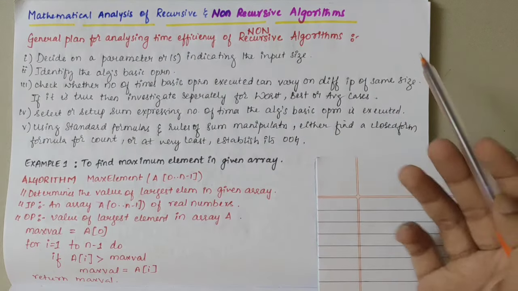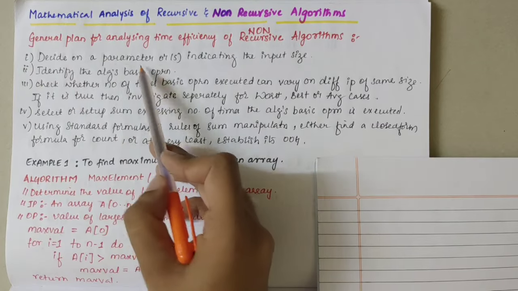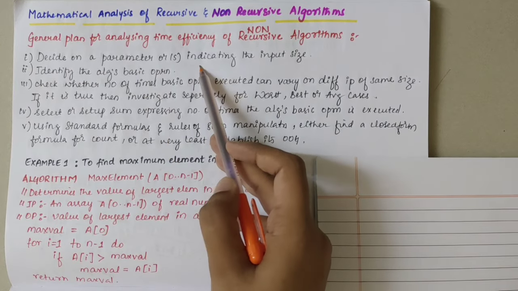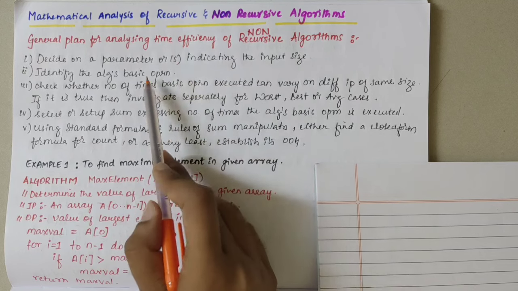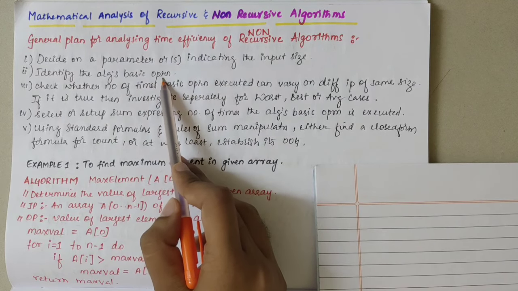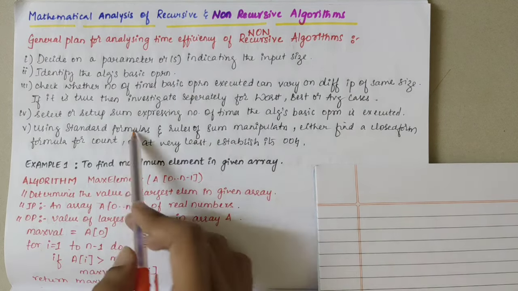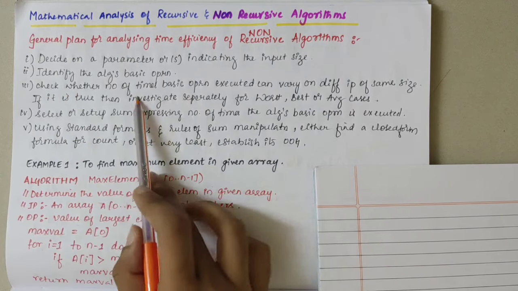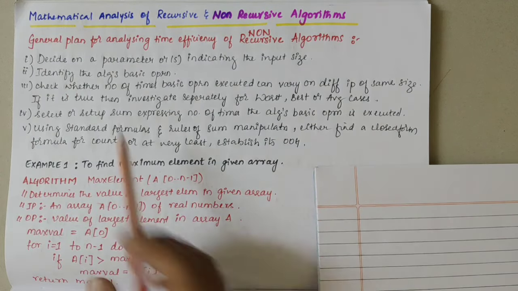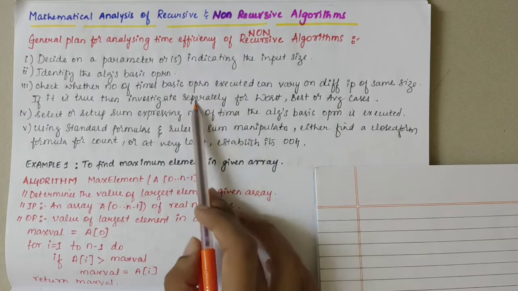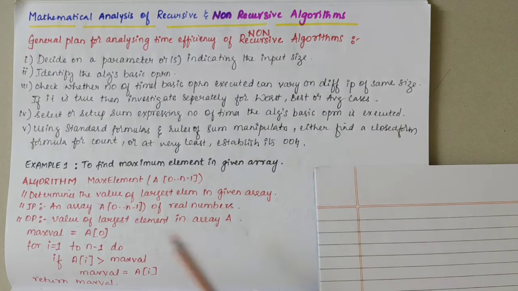any non-recursive algorithm. The first step is to decide on the parameter or a set of parameters which indicate the input size. After the parameters are decided, we identify the basic operation which is being repeated in the algorithm. Then we check whether the number of times the basic operation is executed can vary on different inputs of the same size. If it does, then we investigate separately for the worst case, best case and average case.